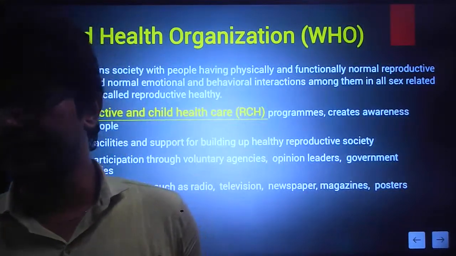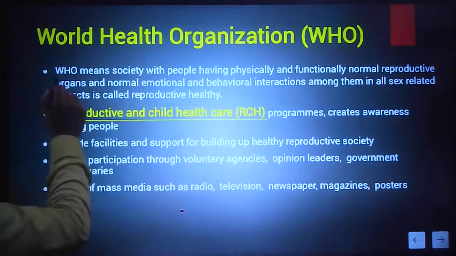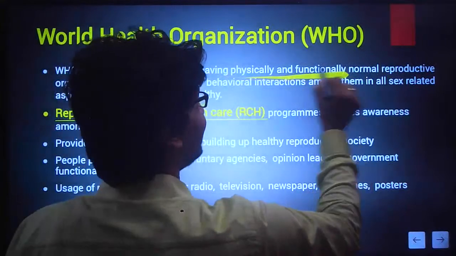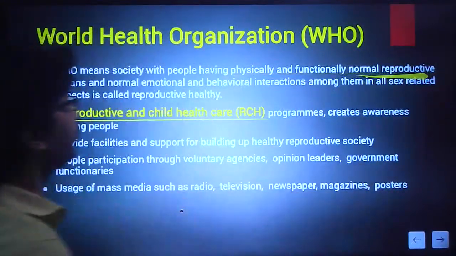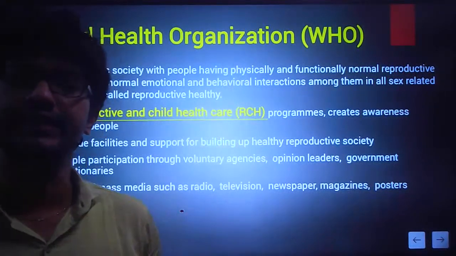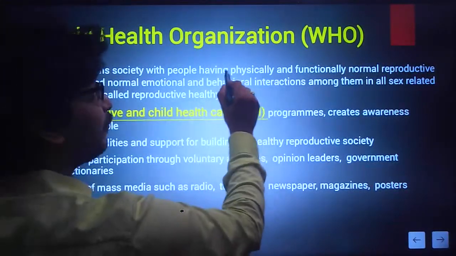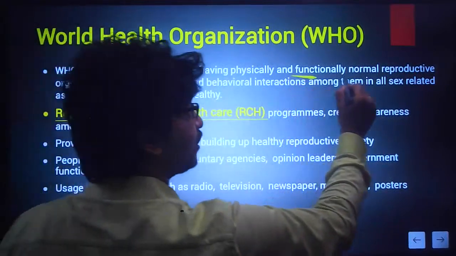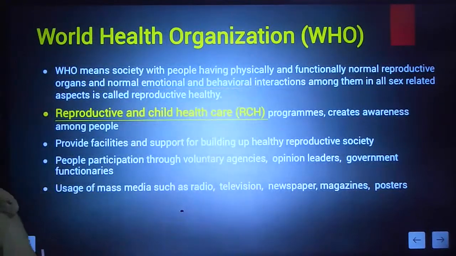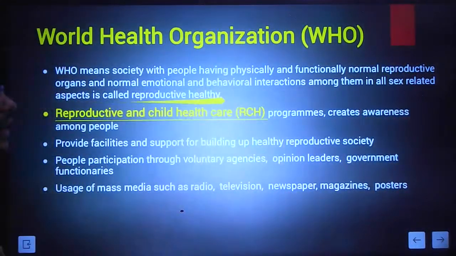But here, the reproductive health definition was given by the World Health Organization. The WHO means a society with people having physically and functionally normal reproductive organs, because we're talking about reproduction here; the next chapter we're going to discuss is human reproduction. So the person must be physically fit, with functionally normal reproductive organs and normal emotional and behavioral interactions among them, in all sex-related aspects. This is called reproductive health.